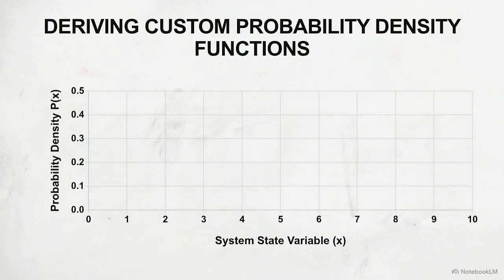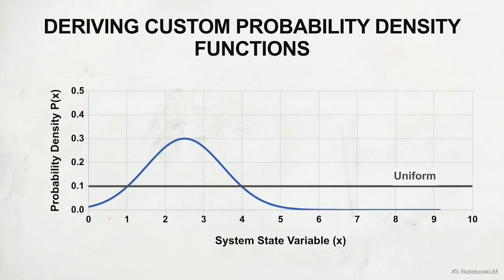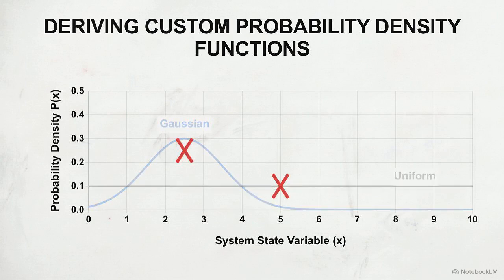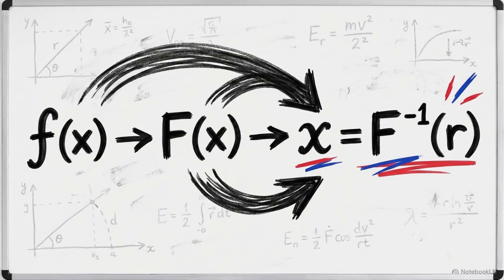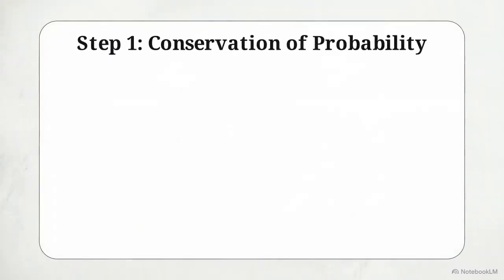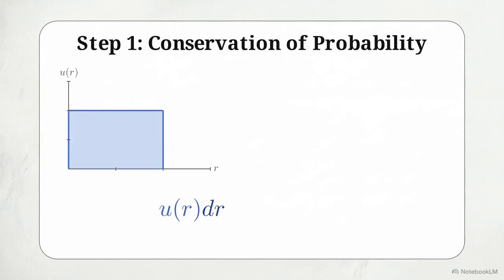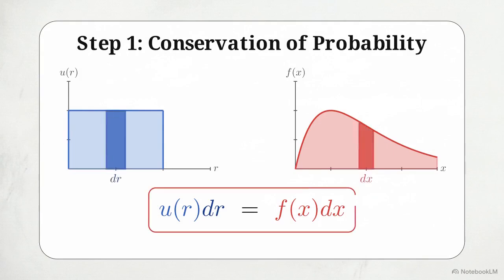What do we do when our physical system doesn't plot out as a uniform flat line or a neat Gaussian bell curve, but instead requires a completely custom probability density function? We use the transformation method, also known in statistics as inverse transform sampling. Step 1 relies on the conservation of probability. We set our uniform random distribution equal to our target physical distribution, f of x.